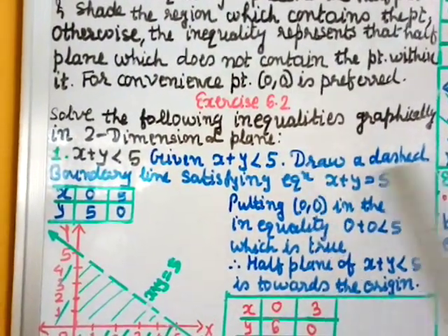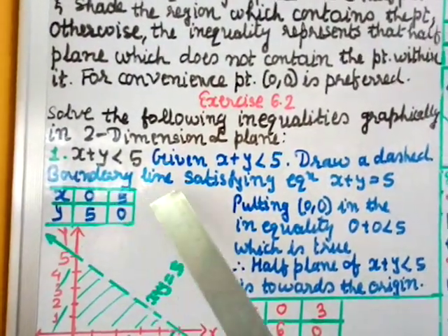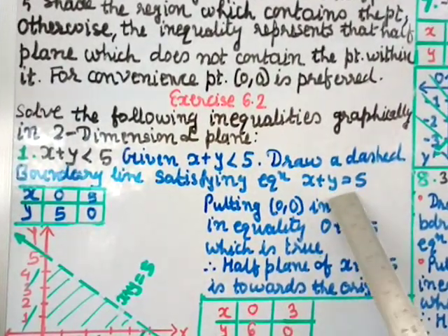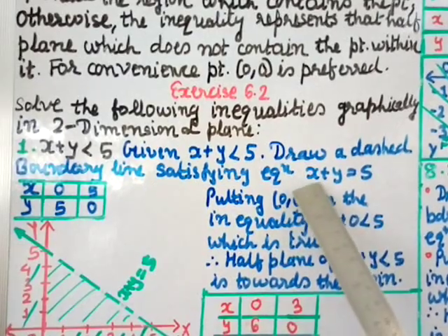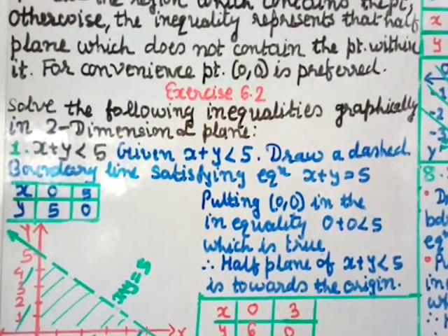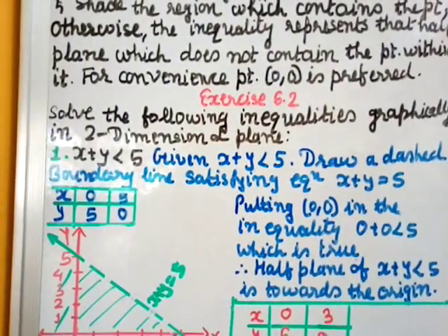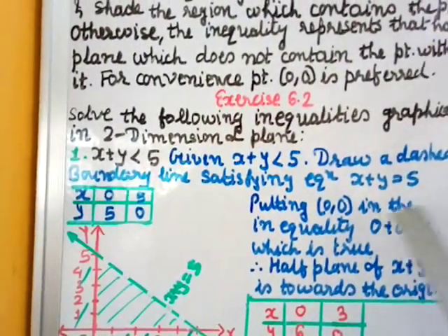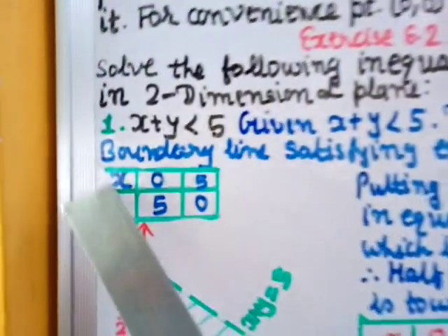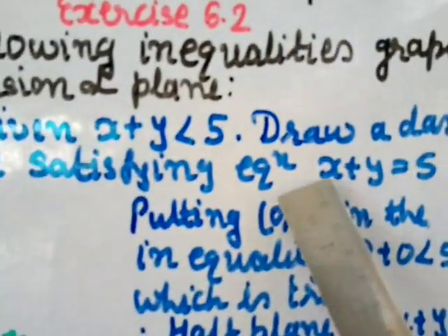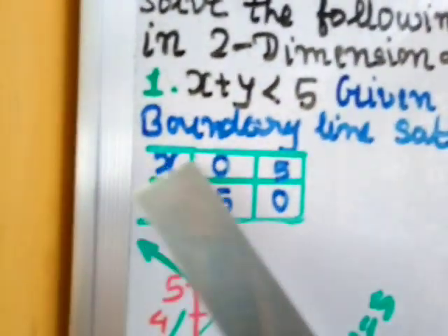So I have written: first, draw a dashed boundary line satisfying the equation x plus y equal to 5. You have to consider it equal to 5, so you take different values of x and y. To draw a line, you require a minimum of 2 points. So I shall take only 2 points to draw the line x plus y equal to 5. When you take x equal to 0, y will be 5. And when you take y equal to 0, x will be 5. So these are the 2 points.